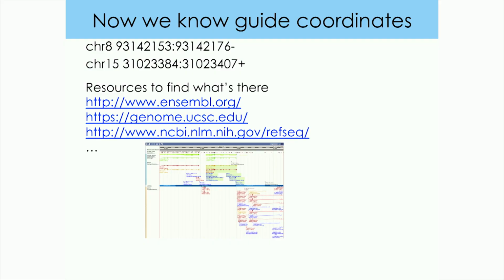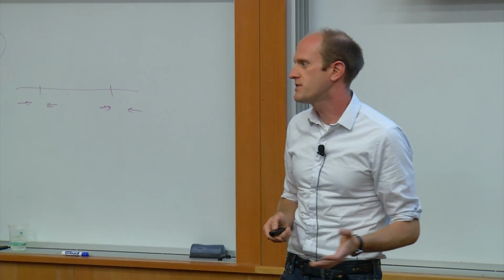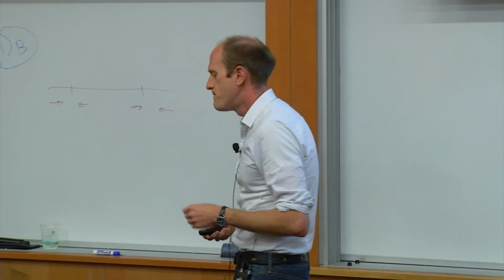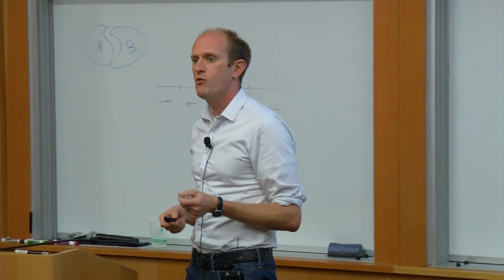So this is what these look like graphically. You might say, oh, my guide anneals right there. Is that in a gene? Is it not in a gene? Et cetera, et cetera. When you go to a web server and it tells you, here's a gene at this place, here's a transcript at that place, all it's doing is querying some database. It's pretty important to know what's in those databases.